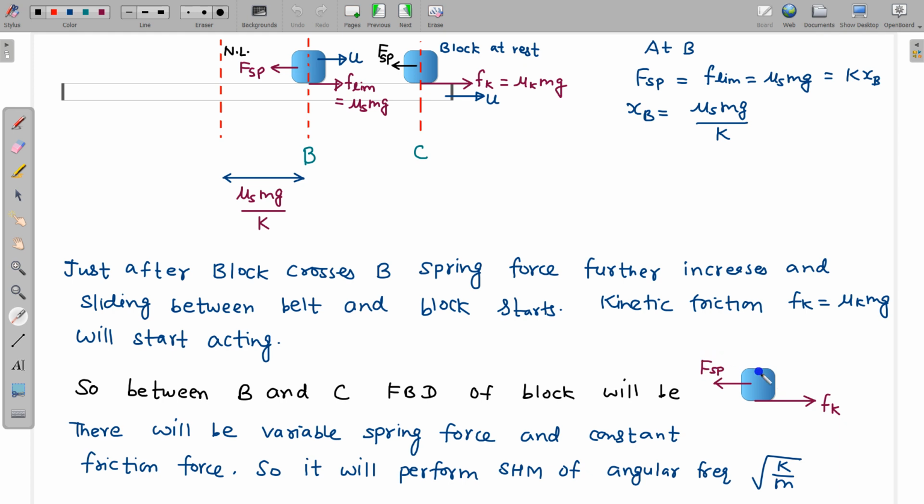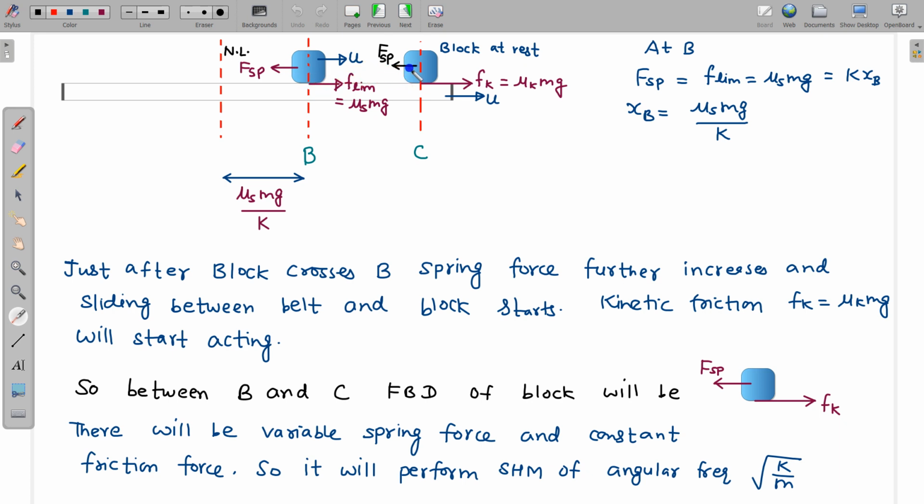We know very well that in a spring block system, if one force is a constant force and the other is the spring force, that system performs simple harmonic motion. So this system will perform simple harmonic motion. The spring force is the only variable force, and it is of the type k into x. Since there is also a constant force, it will perform SHM with angular frequency under root k by m. So this block will perform SHM from B to C.